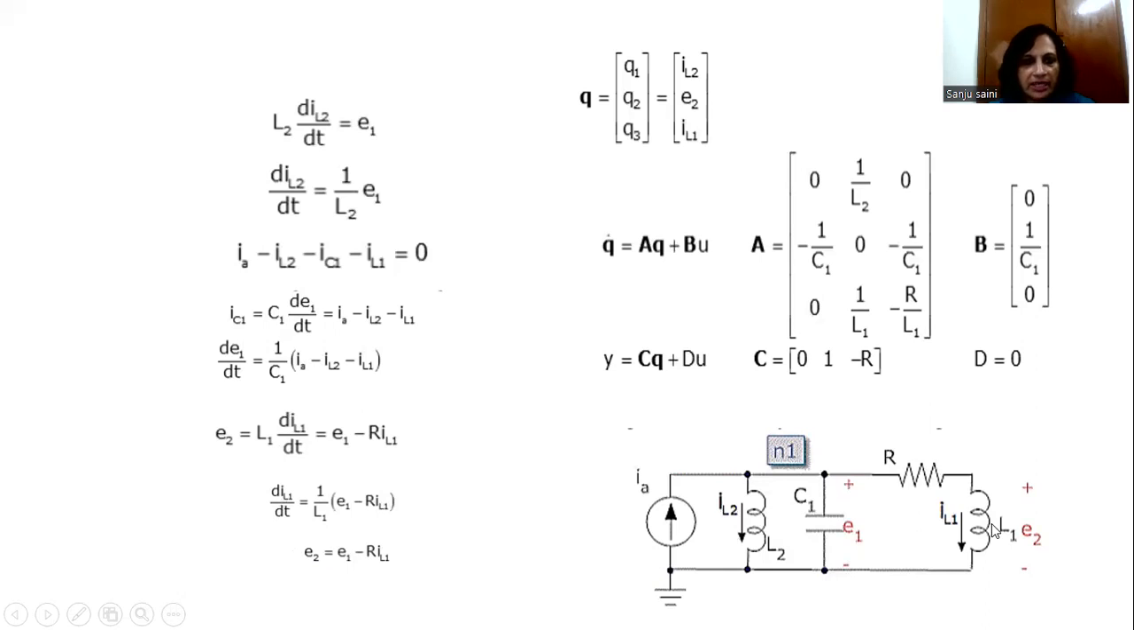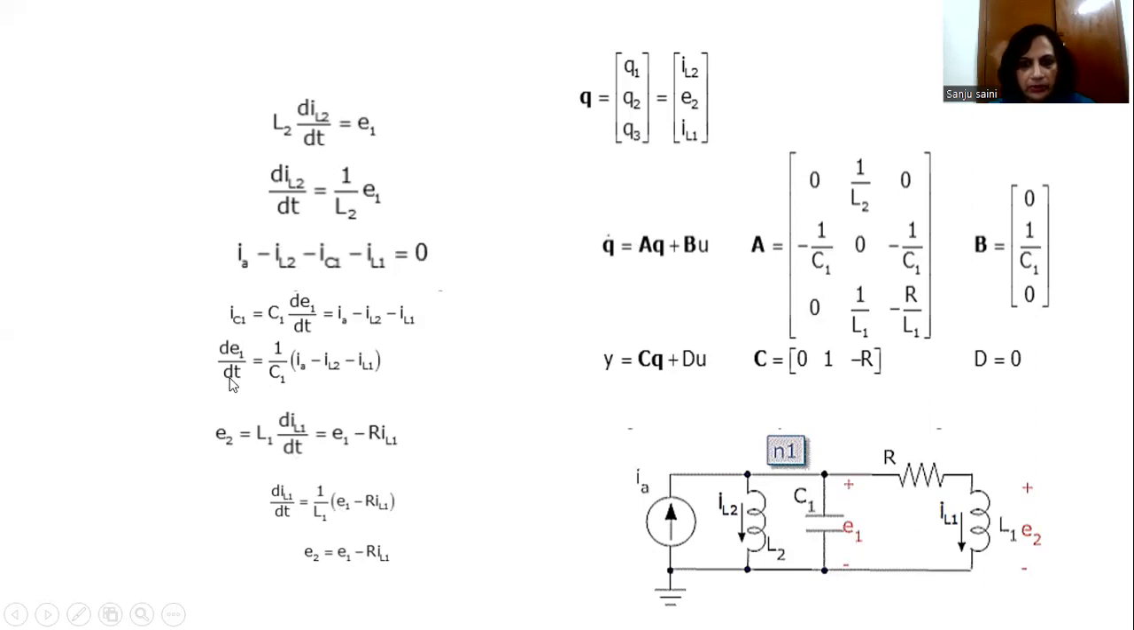We have three state variables here, E1, IL1 and IL2. So IL2 dot is equal to E1 by L2, and that is represented by the first row of matrix A. Then we have dE1 by dt.